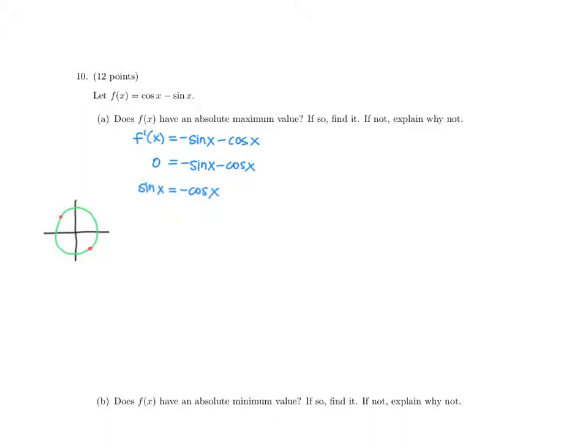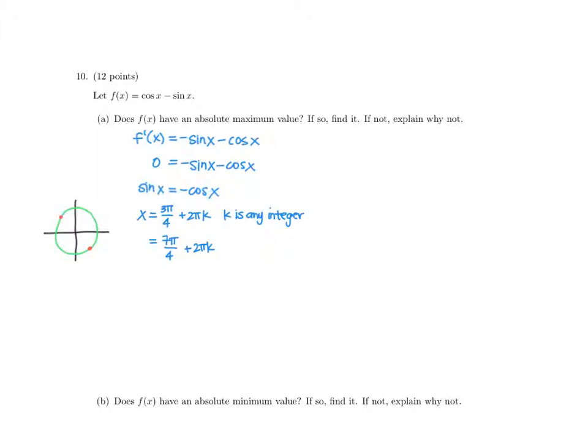So our two possible solutions for this are that x could be 3 pi over 4 or 7 pi over 4. And of course, 3 pi over 4 plus 2k pi, right? Every single time we pass by that place on the unit circle. And same thing for 7 pi over 4. All right, so we have these two critical points we need to figure out if they're maxima or minima.